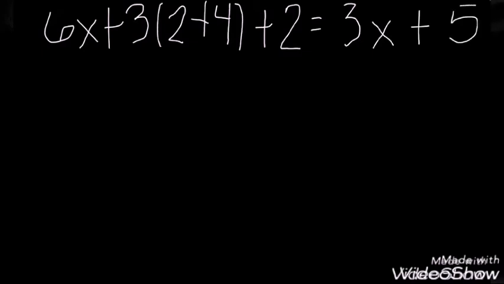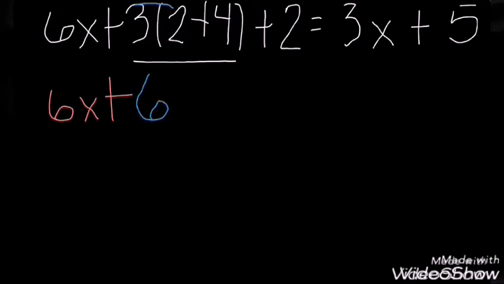The first thing we're going to do here is use the distributive property. We just bring down the 6x, and then plus, we distribute. 3 times 2 is 6. We copy the sign. 3 times 4 is 12. And then we bring down the others.